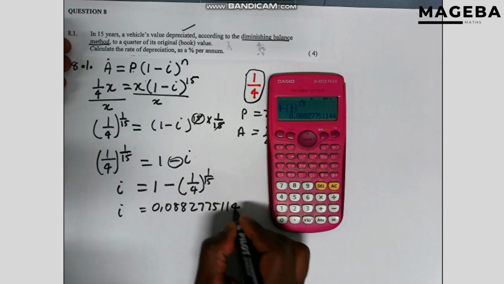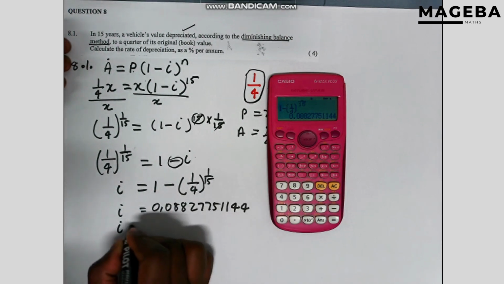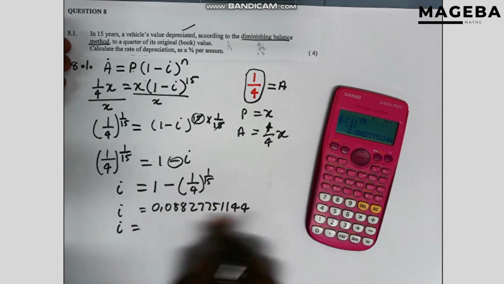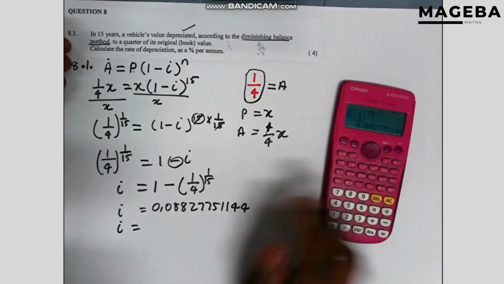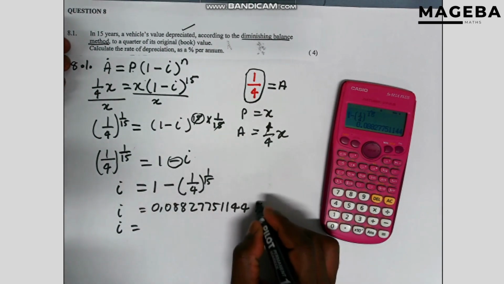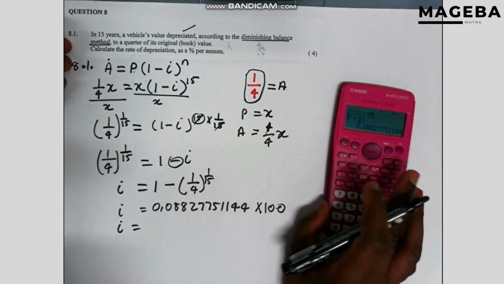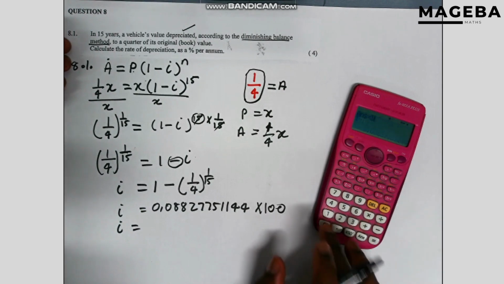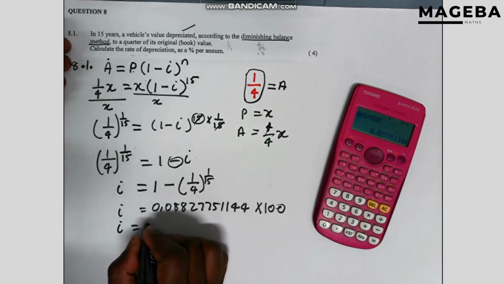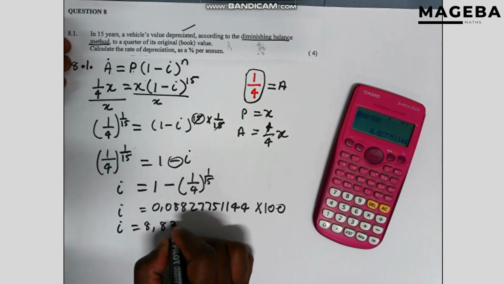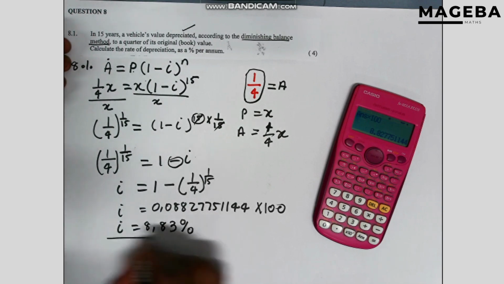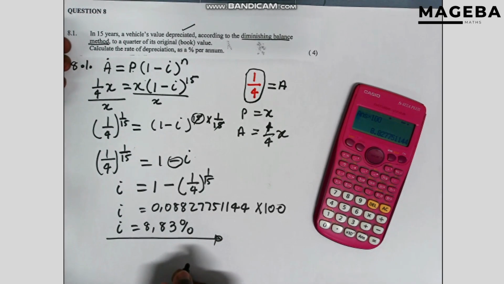0.0882775. I will suggest that you write this number, all of it, before you get to the final answer. Then from here we multiply it by 100, because you want it in percentage form. Then we can round off from here. We get 8.83%.